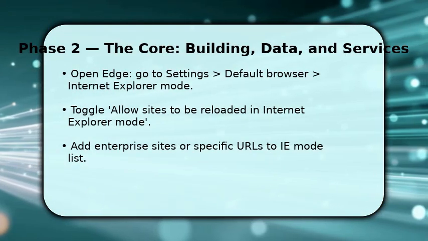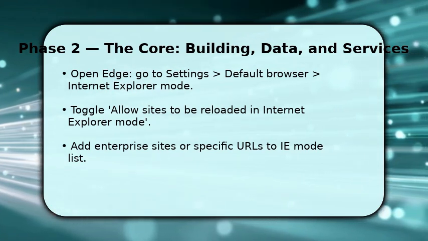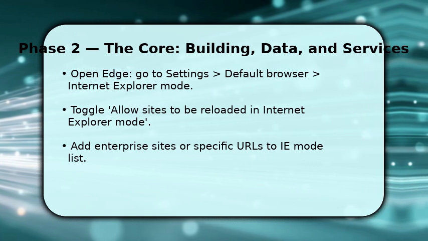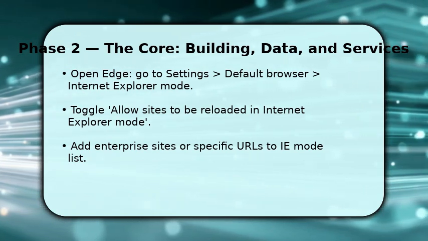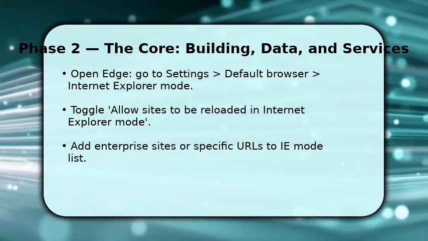Now configure Internet Explorer mode inside Edge so legacy sites render correctly. In Edge, go to Settings, then Default Browser, and locate Internet Explorer mode. Toggle the option to allow sites to be reloaded in IE mode. This tells Edge to emulate IE when needed.